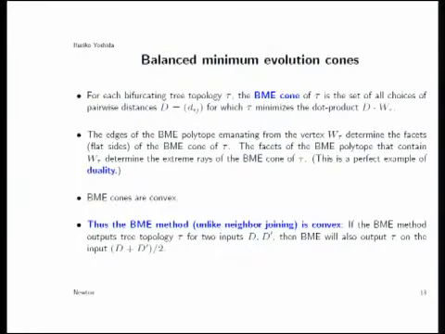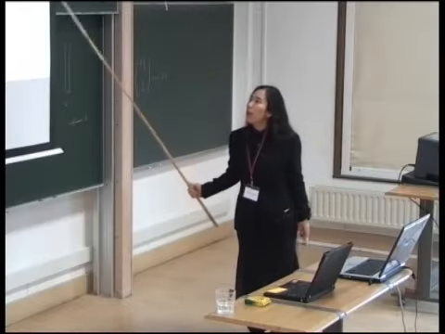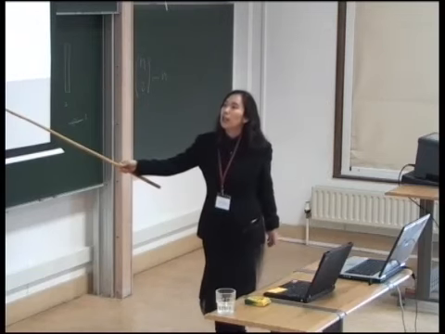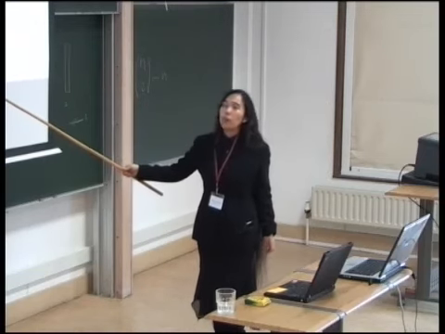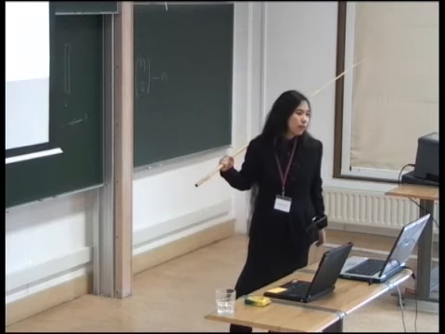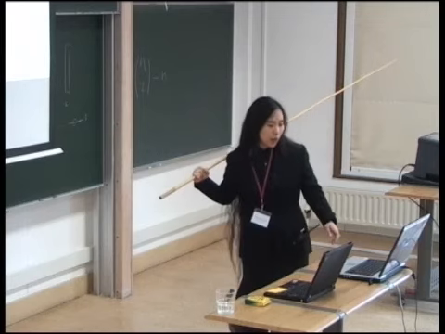And like I said, that means if the BME method outputs the tree topology tau for the two inputs D and D dash, then the BME method will also output tau on the input D plus D dash over 2, because of convexity. Clear? So this is very nice.